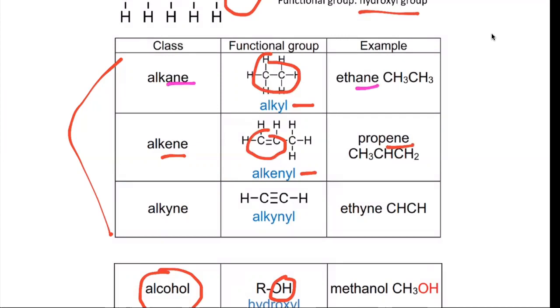The last one on here is alkyne, ends in "yne". So you can see this is the name of this one. And alkyne means that you're going to have an alkynyl functional group, and that means that you will have a triple bond between two carbons somewhere in your molecule.